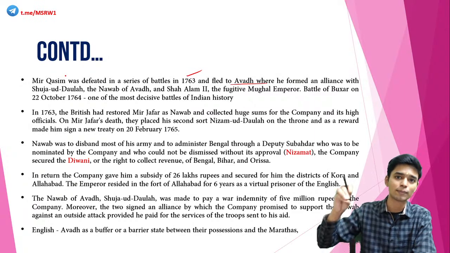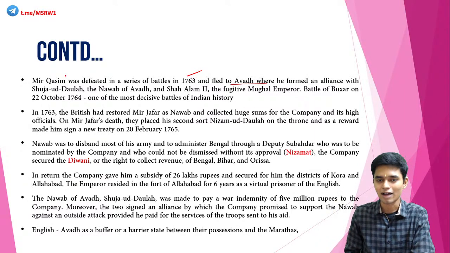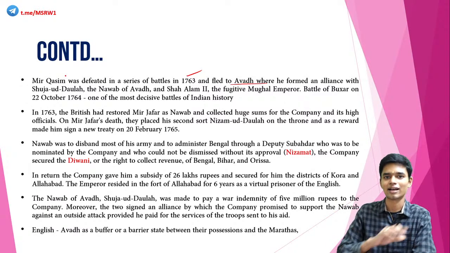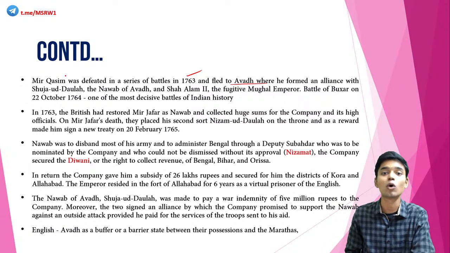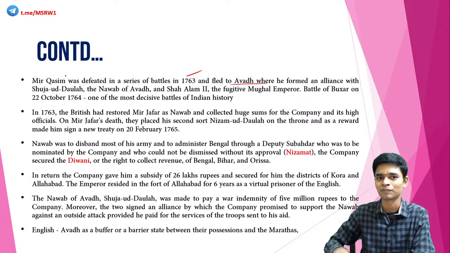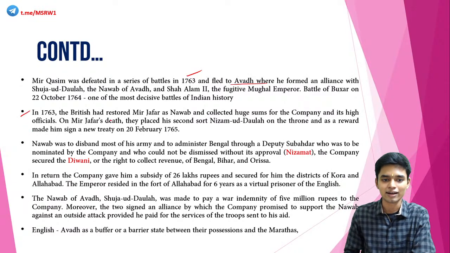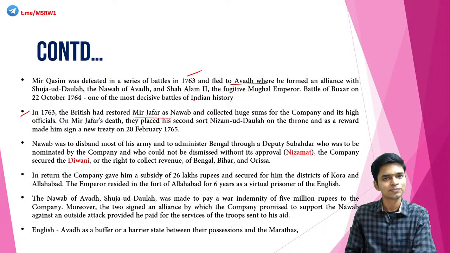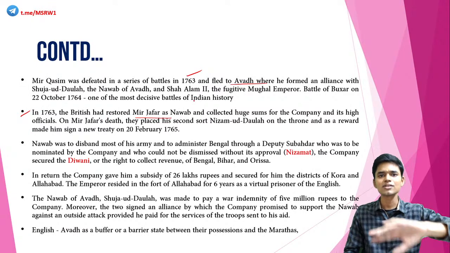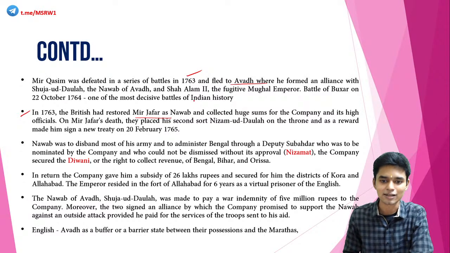And this was one of the most decisive battles of Indian history, in the sense that after this battle, English has clearly established their superiority all over India, because the Mughal Emperor Shah Alam was also a party to this battle, and he was also defeated. Okay, so in 1763, the British had restored Mir Jafar as the Nawab. So Mir Qasim lost in the Battle of Buxar. So again, Mir Jafar was brought back to power by the English East India Company.